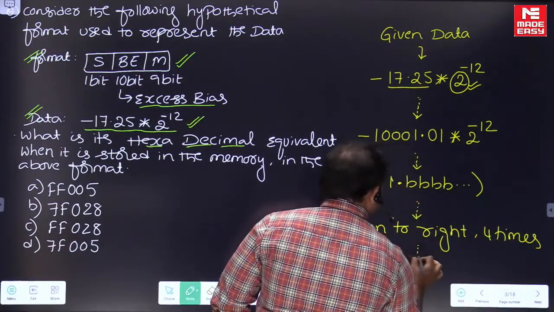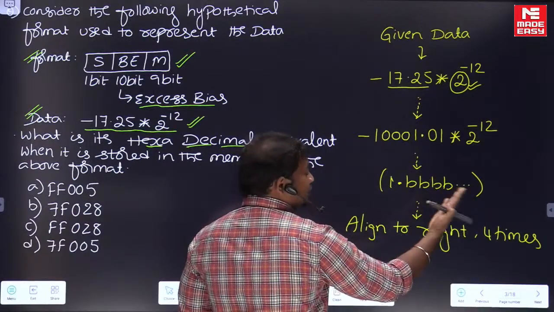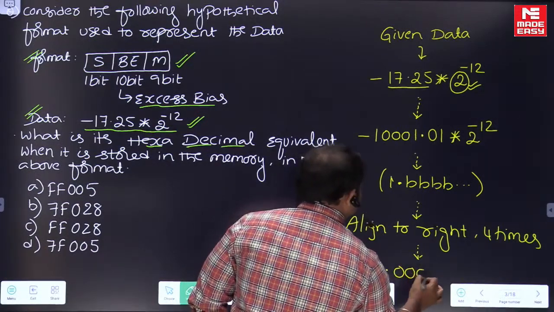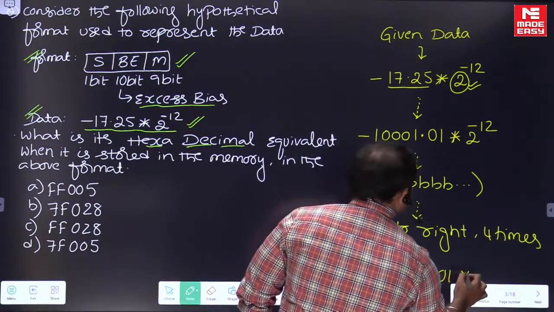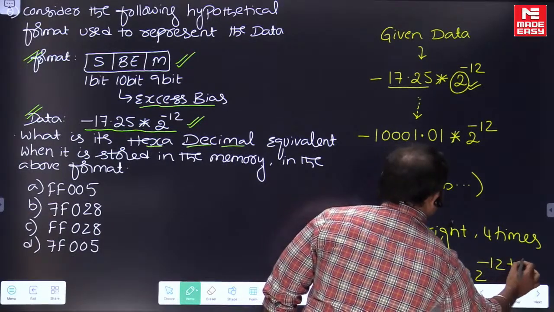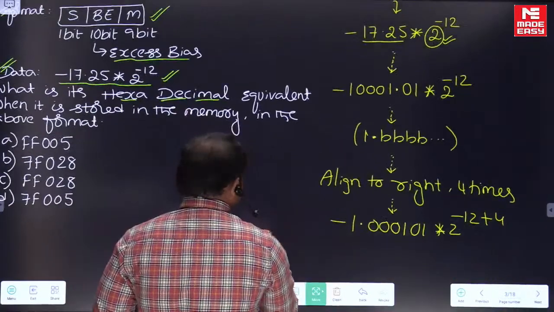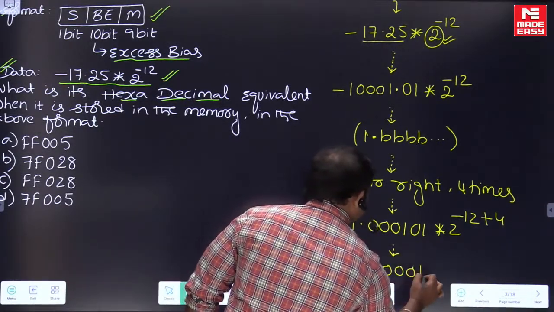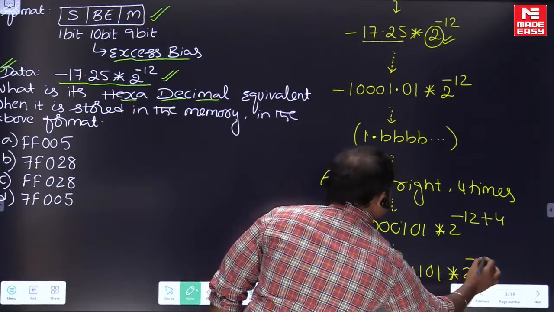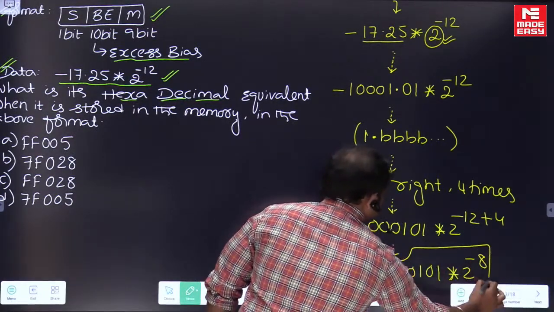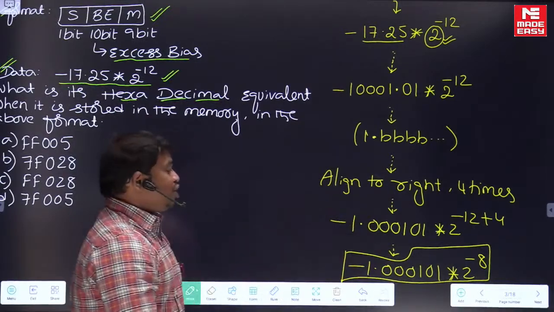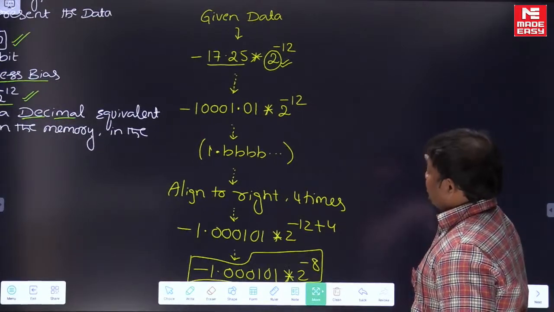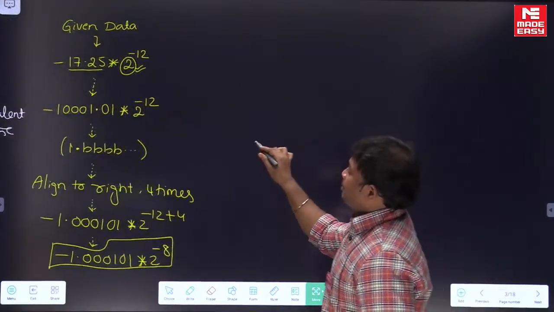When the data is aligned to the right 4 times, the exponent is incremented by 4. That is minus 1.0001 into 2 to the power of minus 12 plus 4. The exponent is incremented, right? So this is equal to minus 1.0001 into 2 to the power of minus 8. Yeah, this is the normalized data. This normalized data we are going to store in memory using the format.